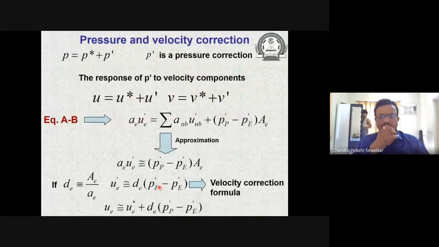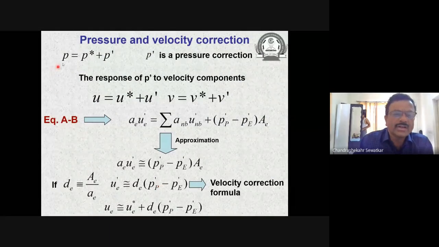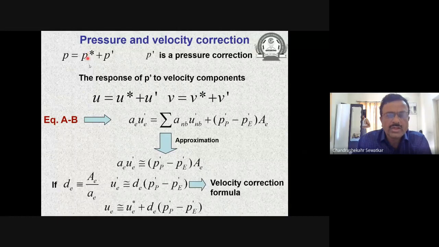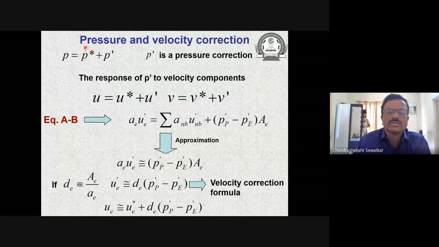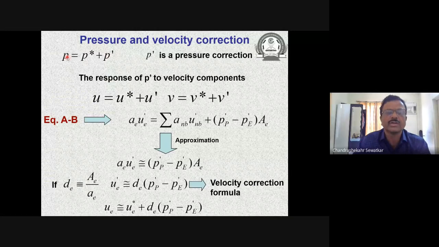Now, let's say my P is the actual pressure. This is my guess pressure. To the guess pressure, if I add the pressure correction, what I obtain is the actual pressure. This is the guess pressure. If it is not correct, I need to correct it. Let's say P prime is the correction in the pressure. So guess pressure plus correction in the pressure gives me the actual pressure.